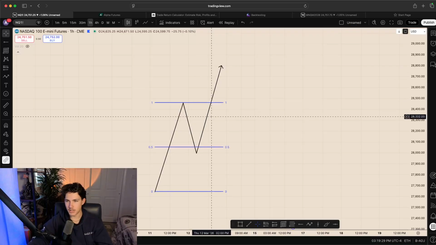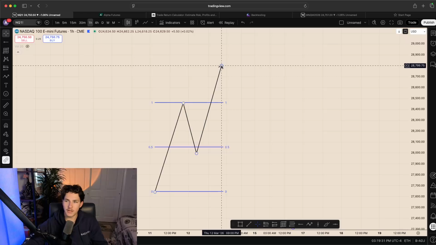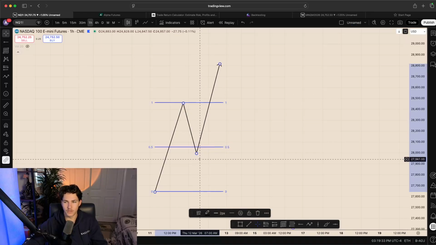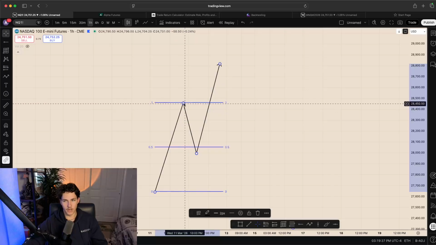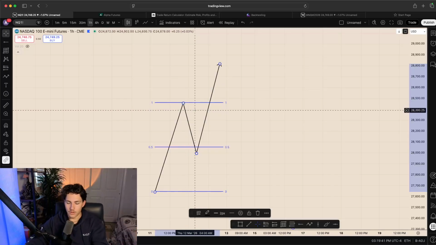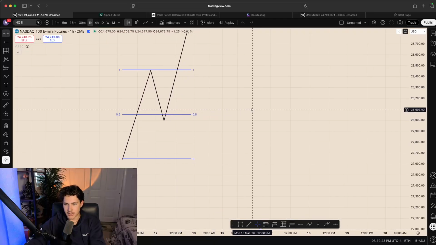But what does this mean? Because if we waited until it came all the way back up here to realize that it made that low at equilibrium, then we would... why didn't we just wait for the break of structure, right? Well, that's where this next piece comes in.